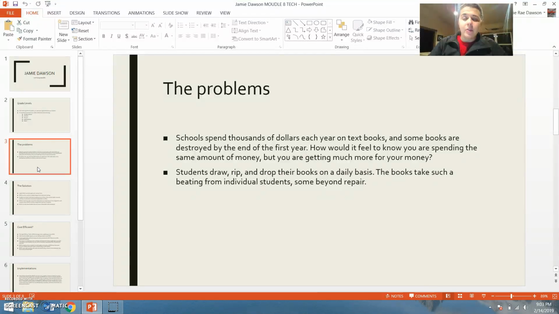and you're spending anywhere from $100-some per textbook. That gets pretty expensive, and it's not guaranteed that those books will last till the end of the year anyway, because kids are kids, and they're not going to be, per se, gentle. The students can draw, rip, and drop their books on a daily basis, and sometimes it's beyond repair. So we have to find something that can possibly be under warranty, that can be repaired. Some of this can be prevented. Those are some of the problems that I am seeing currently.